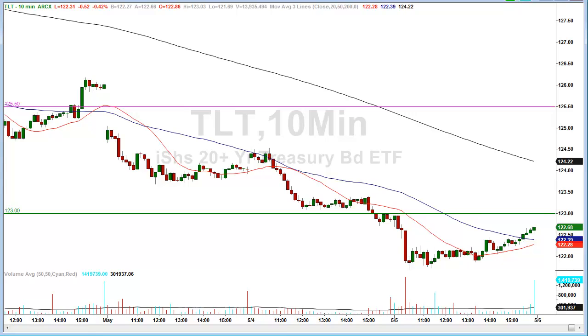I don't have to win every trade. What I have to do is know where I'm wrong, and today I felt I was wrong in TLT, therefore I moved out. And that's the end of it.